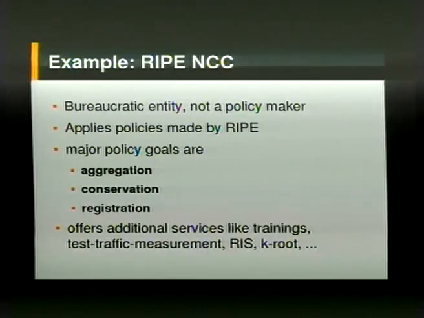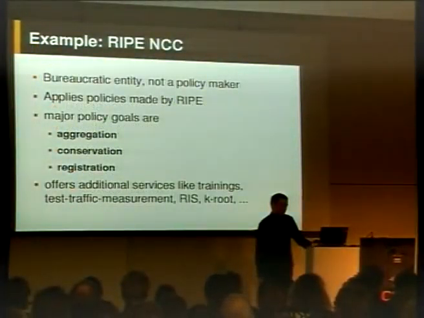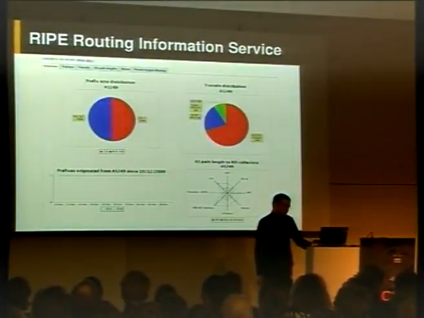These are also the things you will receive as guidelines if you are a member of that regional internet registry and have to hand out resources yourselves. They also do trainings. They put out test traffic measurement boxes to map internet latency, and have the routing information service. I will come back to that later. And they operate several instances of DNS root servers.